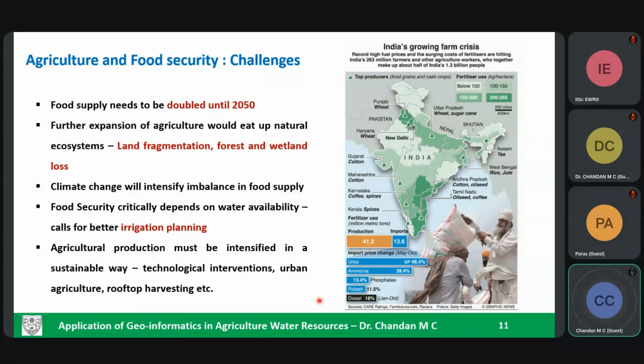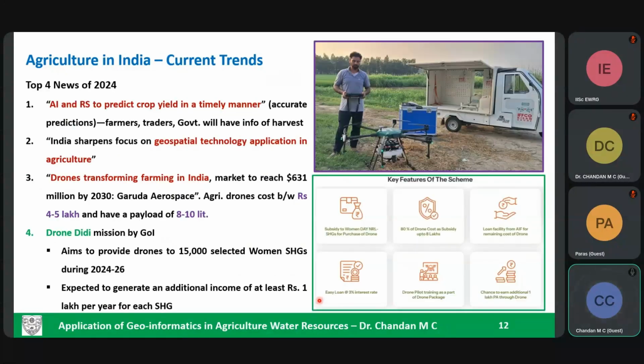other urban agriculture practices. Now, I am just highlighting the top 4 news of 2024. The first one is artificial intelligence and remote sensing data to predict the crop yield in a timely manner. Then geospatial technology and its application in agriculture itself, especially in India. And one of the major news in 2024 was drones. How the drone is transforming the Indian agriculture market was the talk.